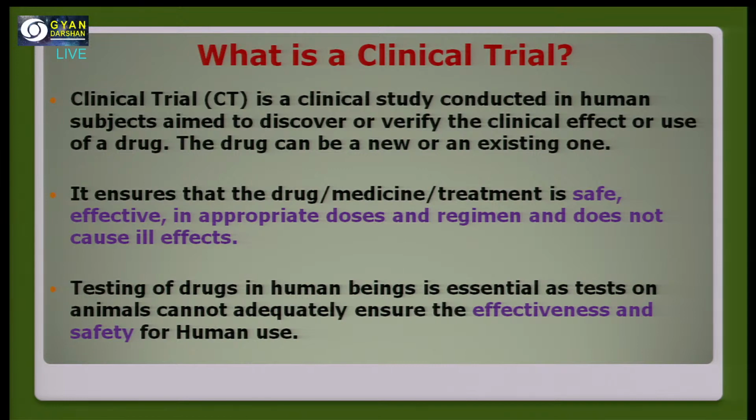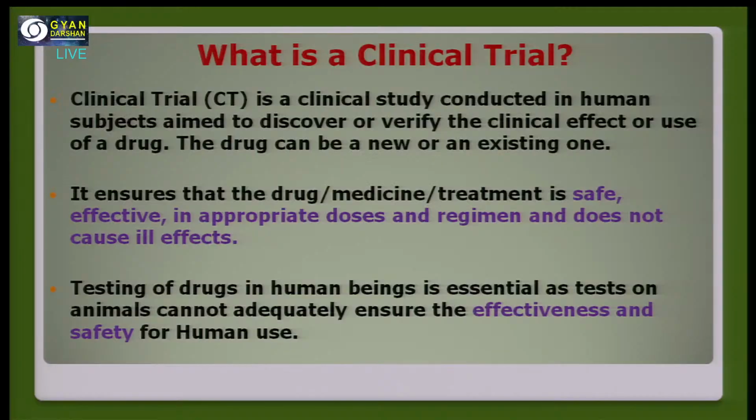Now, testing of the drugs in human beings is essential, as tests on animals cannot adequately ensure the effectiveness and safety for human use. As I said, studies were done on humans, but before doing any study on humans, the drug was also experimented on animals. But if a drug does not produce any ill effects on animals, it is not necessary that it will not produce any ill effect on humans also. Why? We will see.